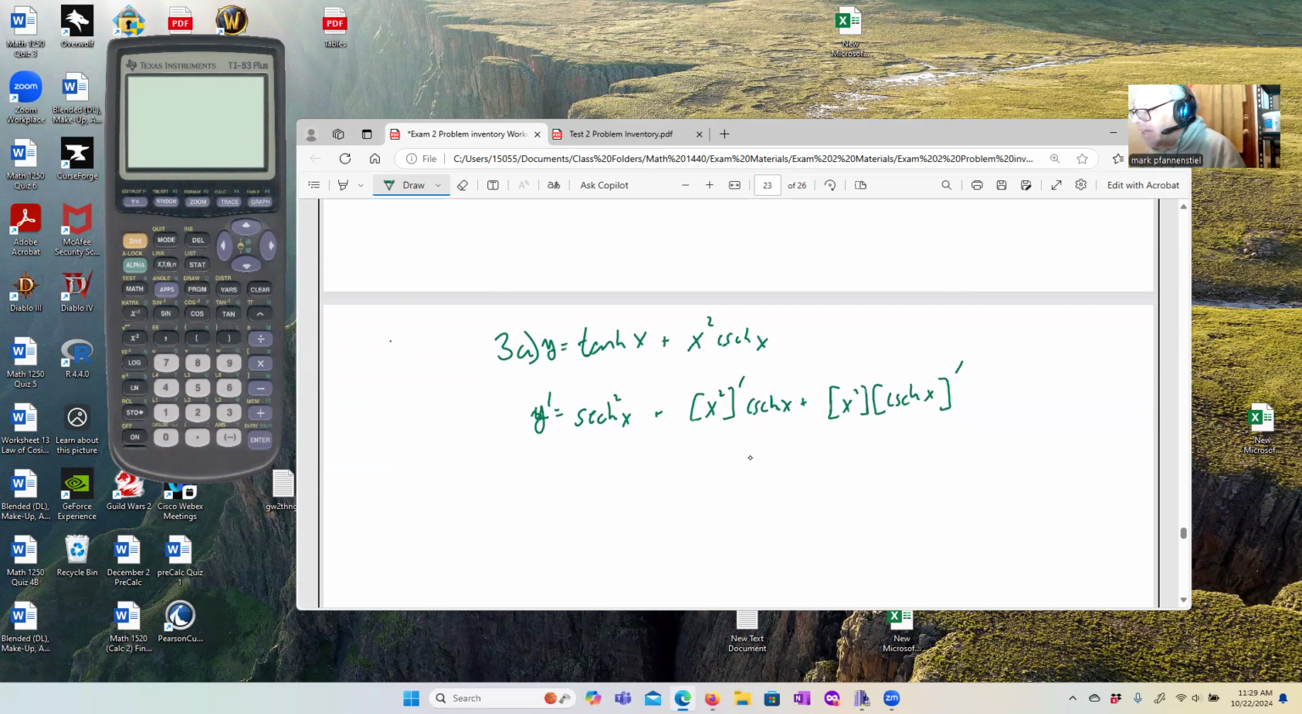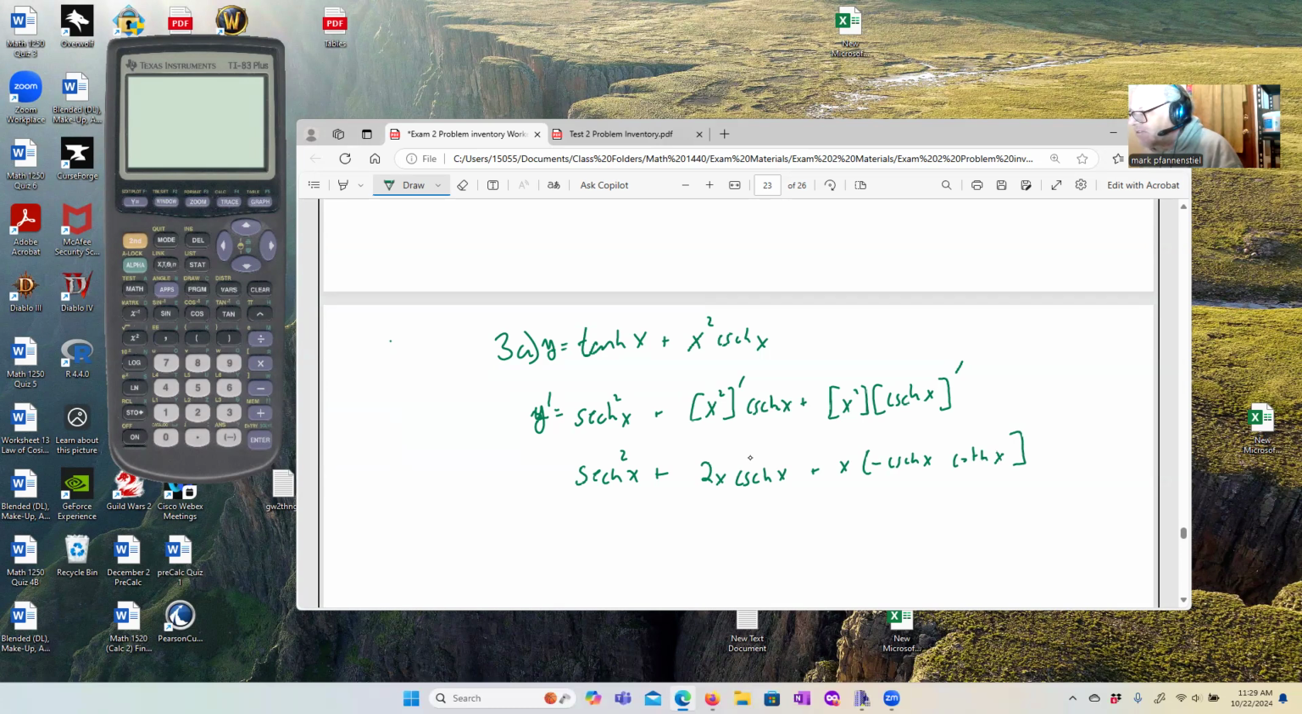So we're just going to go ahead and say we have hyperbolic secant squared, plus taking the derivative of x squared gives me 2x, and then we have hyperbolic cosecant, and then plus x squared, and then the derivative of hyperbolic cosecant is going to be negative hyperbolic cosecant, hyperbolic cotangent x. I believe that's what we have for that one.